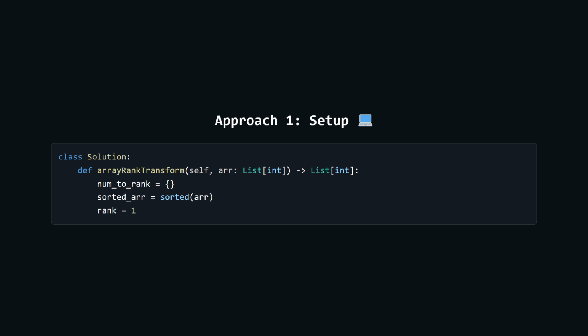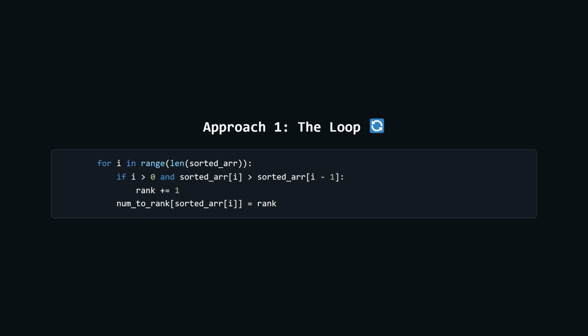Here is the initial setup. We create an empty map called num to rank, we make a sorted copy of the input list, and we set our starting rank counter to 1. Now for the main loop. We look at every number in our sorted list. If the current number is strictly bigger than the number right before it, we increase our rank counter. Then, we save that number and its rank in our map.